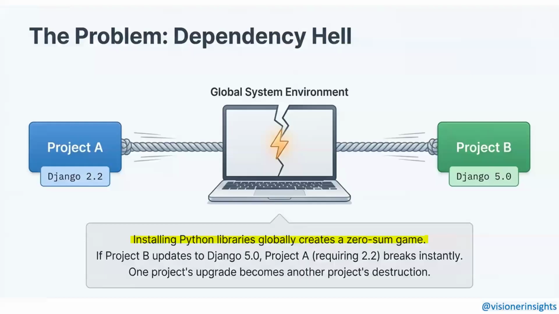Think about it. Installing Python libraries globally creates this vicious zero-sum game. Imagine you've got this global system environment. Project A is happily running on an older framework, say Django 2.2. But then you kick off Project B and decide to upgrade to Django 5.0 globally. Boom! Instantly, Project A is totally busted. Upgrading one project literally destroys the other because they're fighting over the exact same space.